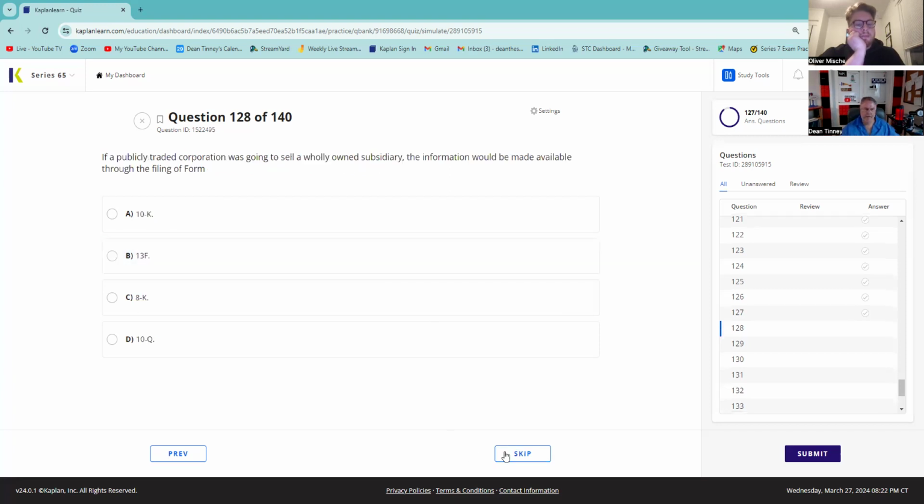Got it. A publicly traded corporation is going to sell to a wholly owned subsidiary, is going to sell. Oh, there we go. I think here Unilever, and they're going to get rid of Ben and Jerry's. So there you have an ice cream subsidiary, and they're going to sell it or list it. The information would be made available through the filing of a form. So what form do public companies file when they have a material current event? C, 8K. Right on, right on.